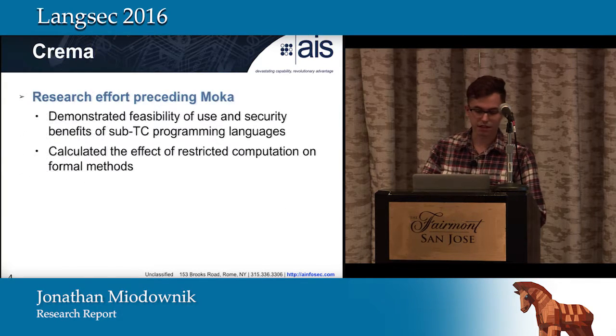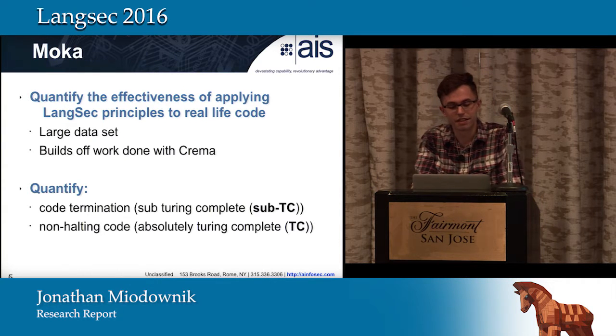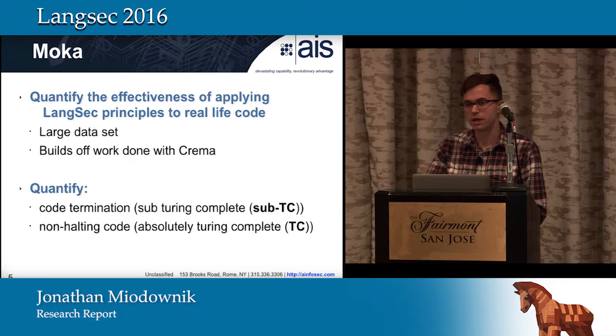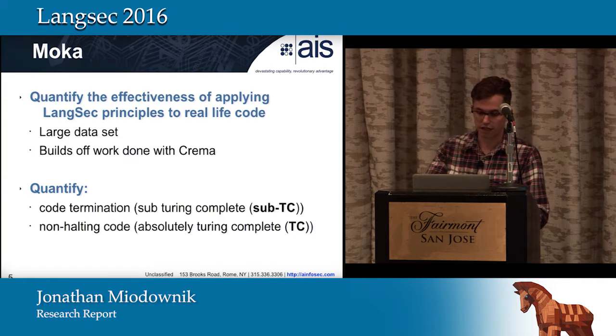So that begs the question of, okay, we know we can do this. We know its impact. How prevalent is being able to run code in sub-Turing-complete environments? Meaning, if we looked at a large code base, how much of that can be run sub-Turing-complete? So that's the goal of MoCA in a nutshell.